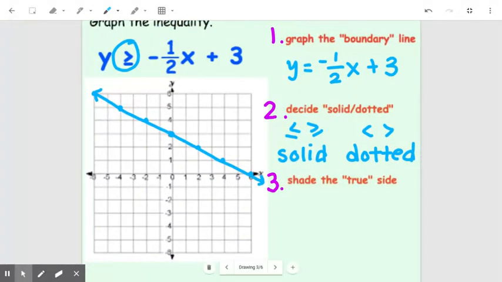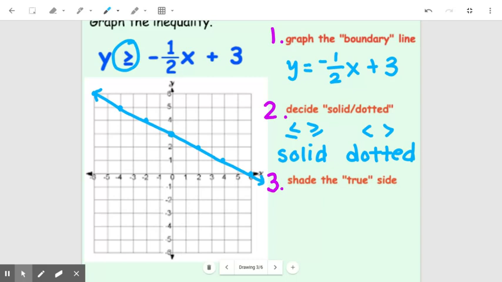Now, that line, remember, I called it a boundary line. So it is separating points that work from points that don't work. And remember, a solid dot on those first inequalities meant that that number, that 3, was a solution. Likewise, a solid line here means the points on the line are solutions. If this was dotted, it would mean they are not solutions.